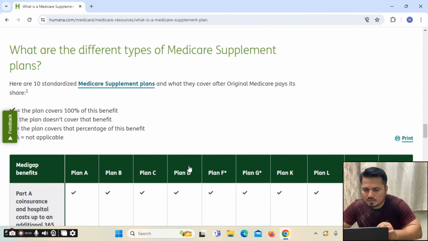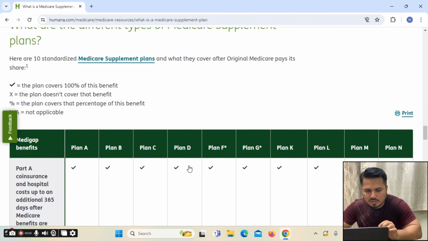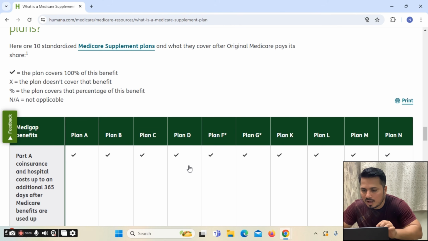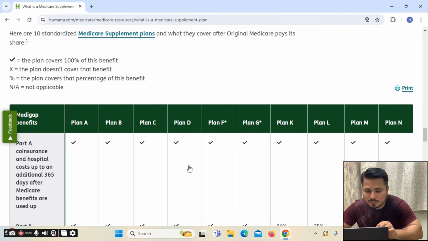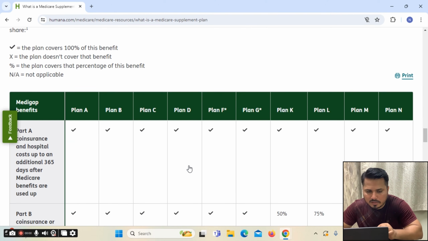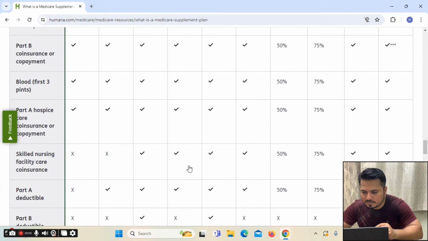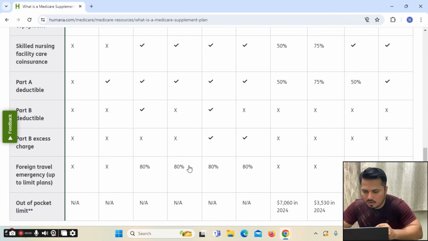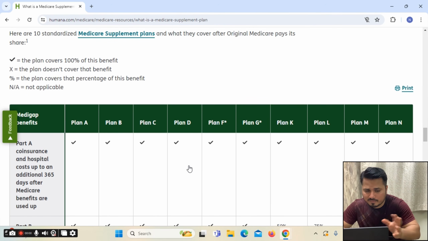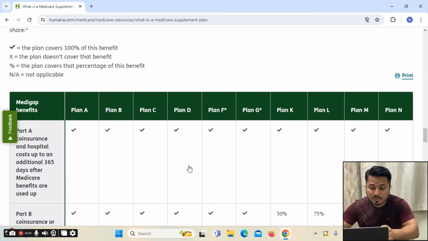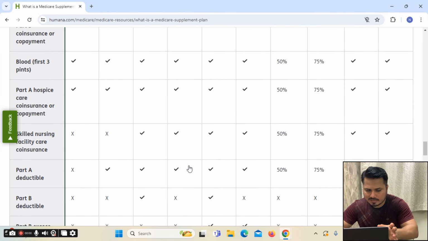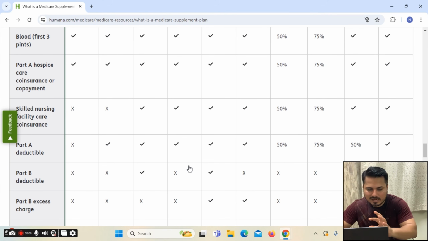What are the different types of Medicare supplement plans? There are 10 standardized Medicare supplement plans and what they cover after original Medicare pays its share. The plan covers 100% of this benefit. The plan doesn't cover that benefit. Now there are certain symbols which are given. Let me go through it. There are certain symbols which are given in the detailed explanation. You can visit this website and go through these details, guys. Here is the detailed understanding in this chart.